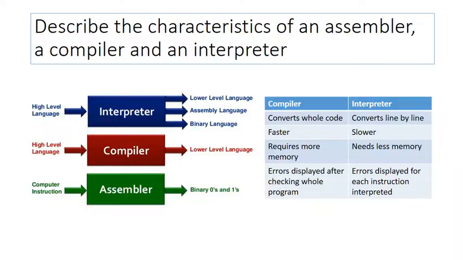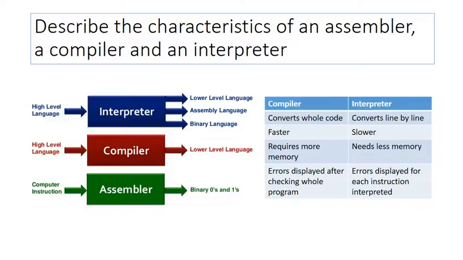Characteristics of an assembler, compiler and interpreter are, I have found this nice little image on the internet which I've stolen, and I've written a table up here as well. And we can see here the interpreter, compiler and assembler. So a high level language uses an interpreter to then convert it into low level language, assembly language or binary language. So very simple terms of programming which the computer uses.